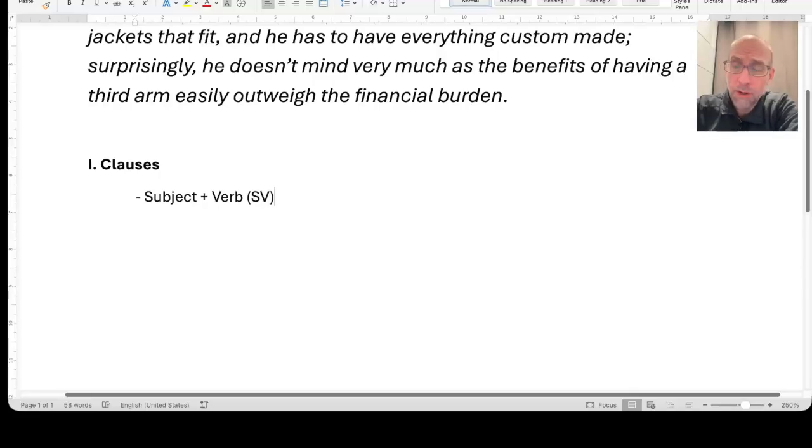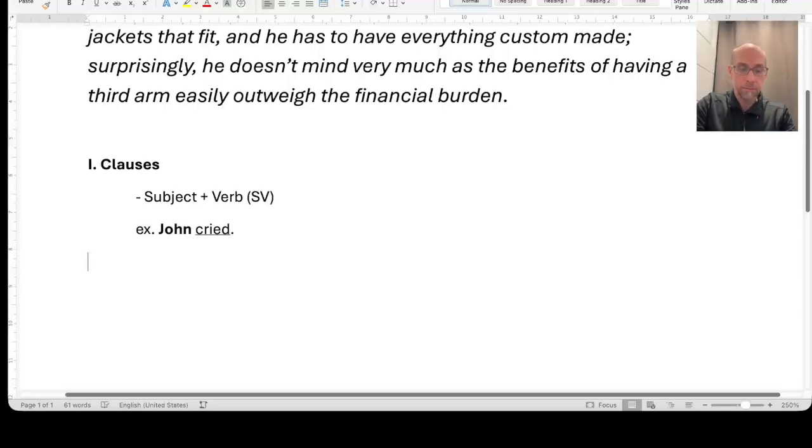It can have more than that. It can have objects. It can have subject complements. It can have adverbials. But if it has a subject and a verb, then it's a clause. So we can have, for an example, John cried. We've got our subject, and we've got our verb. So that is a clause. Okay, so let's move on.